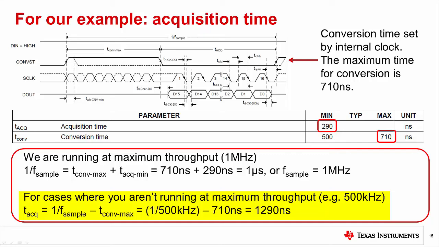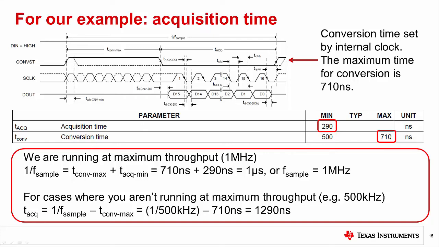isn't running at maximum throughput, the acquisition time can normally be calculated by subtracting the maximum conversion time from the throughput time. This is because the conversion timing for this example is set by an internal clock. Once the conversion is complete, acquisition will start. Therefore, to find the acquisition time, you subtract the maximum conversion time from the total throughput time. Note that this is true for most devices, but for some devices, the conversion may be controlled by other means, so be careful to read through the datasheet and pay close attention to the timing diagrams.